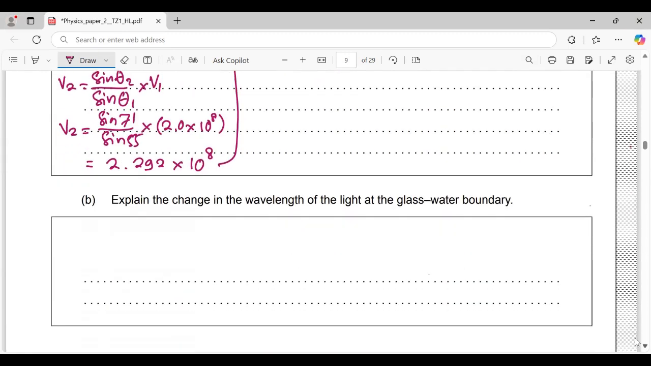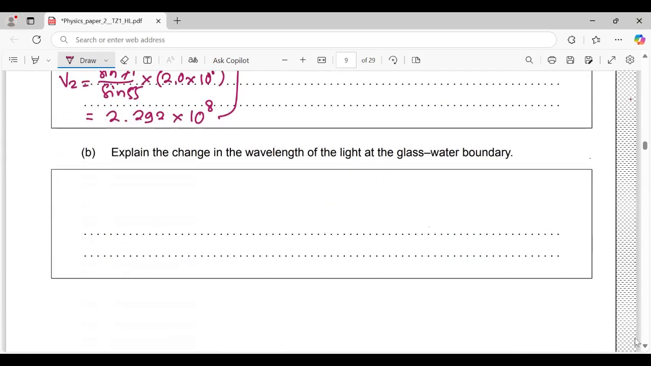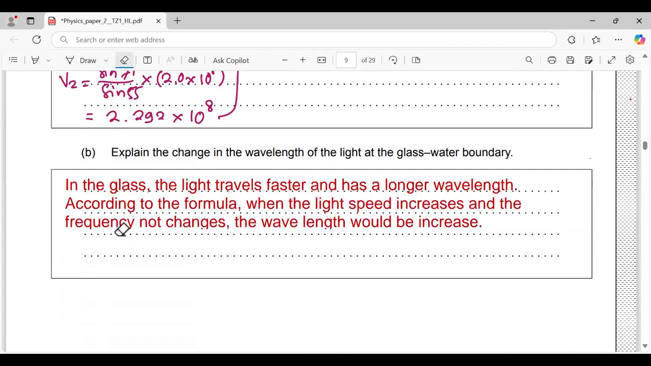Next question. Explain the change in the wavelength of the light at the glass-water boundary. I have provided my explanation about this. In the glass, the light travels faster and has a longer wavelength. According to the formula, lambda equals C over F.